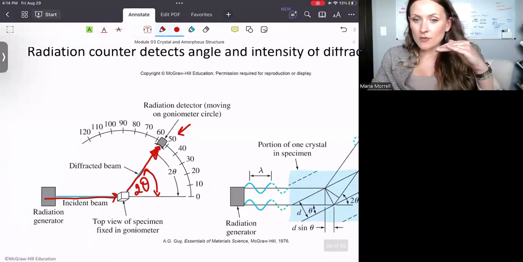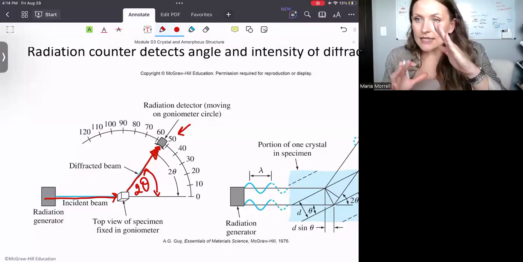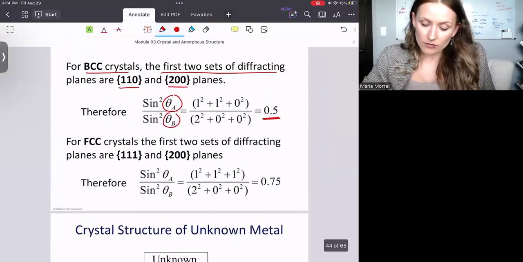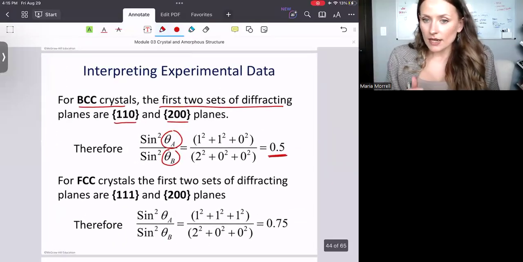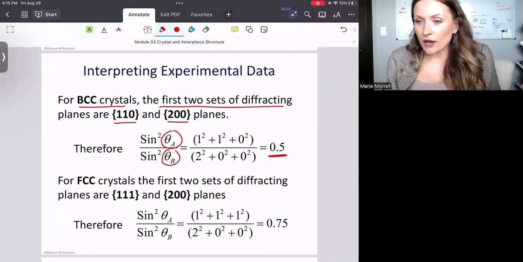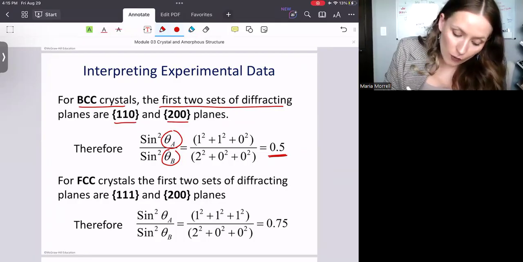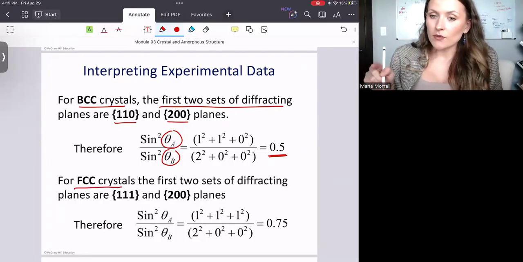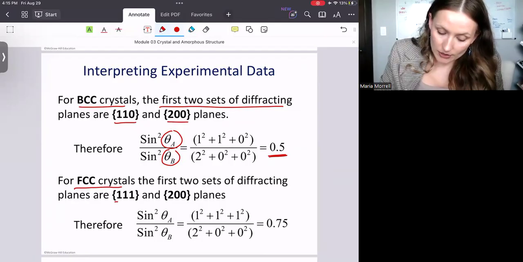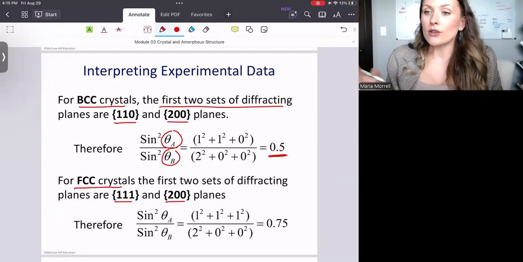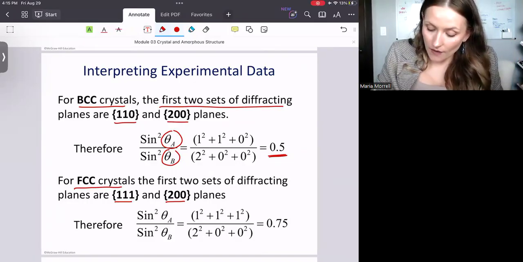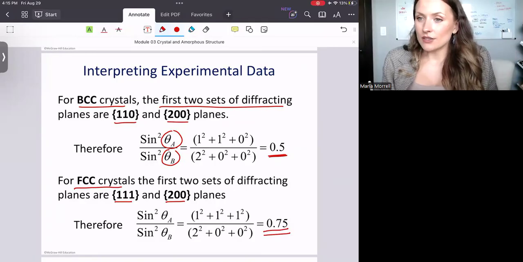You have the incident beam, and once it diffracts, you can actually see the angle, meaning that I can identify both of these angles, for plane A and for plane B. If the number is 0.5, that means I'm looking at a BCC crystal. For FCC, if I take the first two diffracting planes, which are 1, 1, 1 and 2, 0, 0, where the rule is either all even or all odd, and plug in the numbers, then this ratio is going to be 0.75.